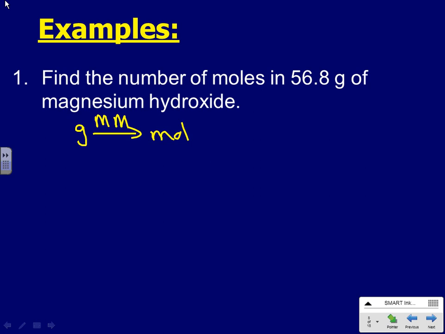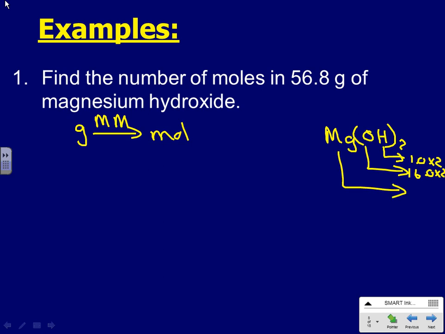Yep, Chelsea? MgOH2. And now I'm going to do the 1.0 times 2, 16.0 times 2. Pardon for squishing it up against the side. Magnesium, 24.3. And I'm getting that calculator out, and I'm flying through that calculation as fast as I can, because really, that's just the beginning of the question.